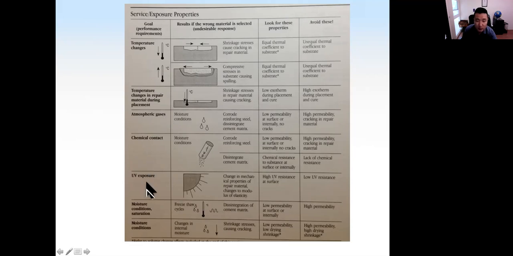So UV exposure, for example, is due mostly to sunlight. Exposure to UV may degrade the repair materials, especially polymer. So we need to choose materials with high UV resistance. And you can look at the remaining properties.